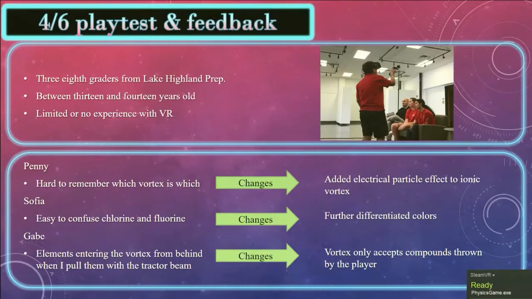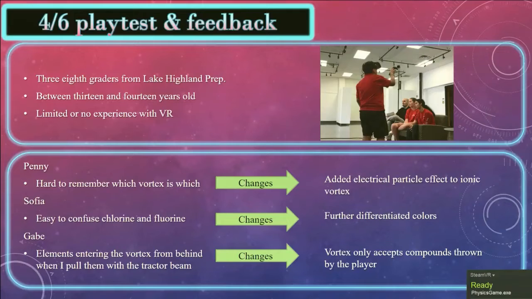So for example, Penny said that it was a little bit hard to remember which vortex is which. We have different ones for ionic and covalent bonds. And the player has to decide which is the right one to throw it in after they've made their molecule. So to address that, we've added an electrical particle effect to the ionic vortex.